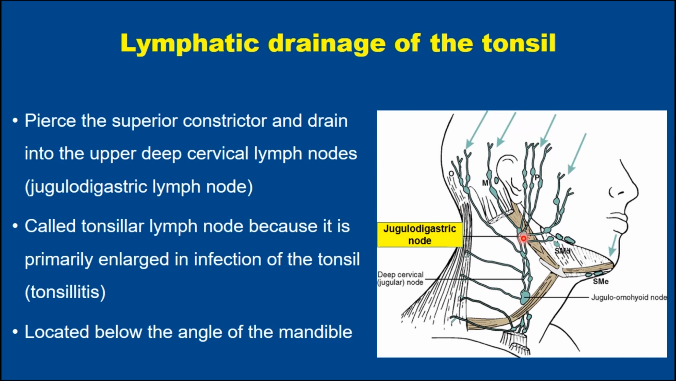It is often called the tonsillar lymph node because it is primarily enlarged in infection of the tonsil, known as tonsillitis. The tonsillar lymph node is located below the angle of the mandible. Here this is the angle of the mandible, and below the angle of the mandible we can appreciate this is the jugulodigastric or tonsillar lymph node.